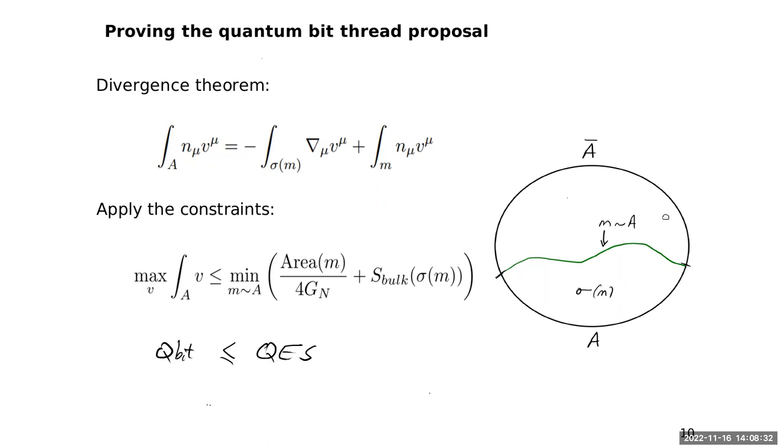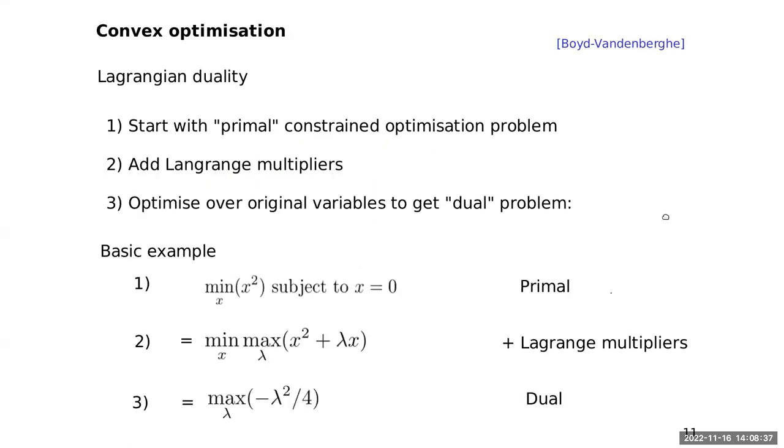But at least it's on the right tracks. So to rigorously prove equality or equivalence for the quantum extremal surface prescription, we need to use a tool from convex optimization called Lagrangian duality. And in short, what Lagrangian duality does is it takes a minimization problem and turns it into an equivalent maximization problem. And it can do the reverse as well.